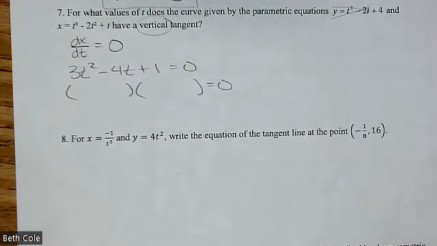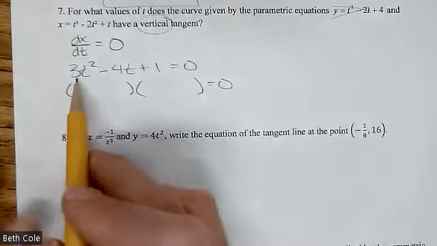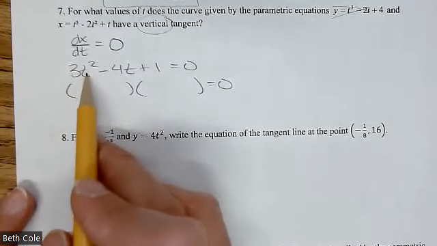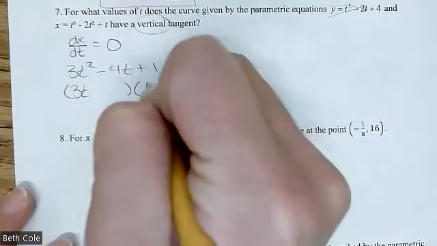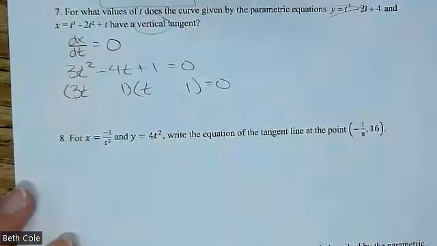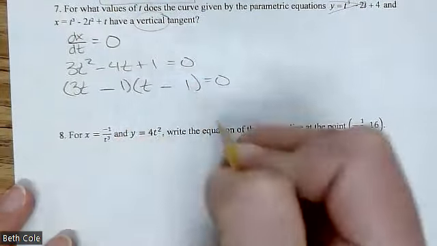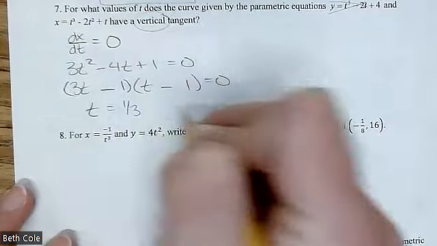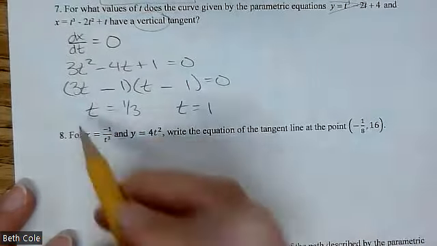We forgot how to factor. How do you split 3? Well, I'm just asking how to split this. 3 and 1. 1 would be 1 and 1. And then they're both negative. Good. So we would get t equals 1/3 and t equals 1.